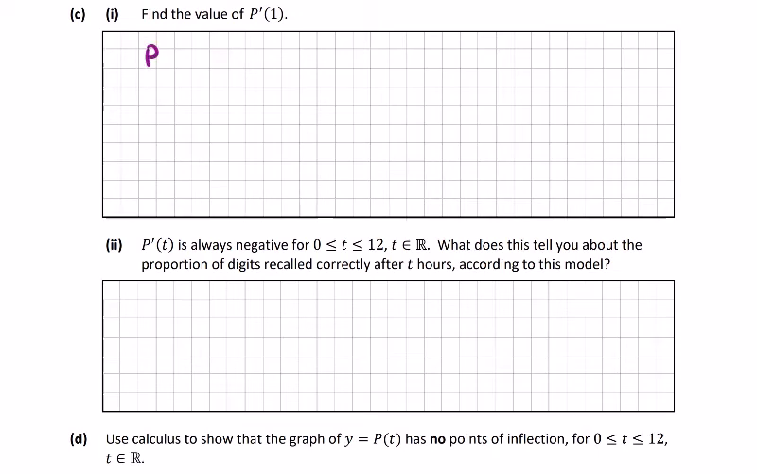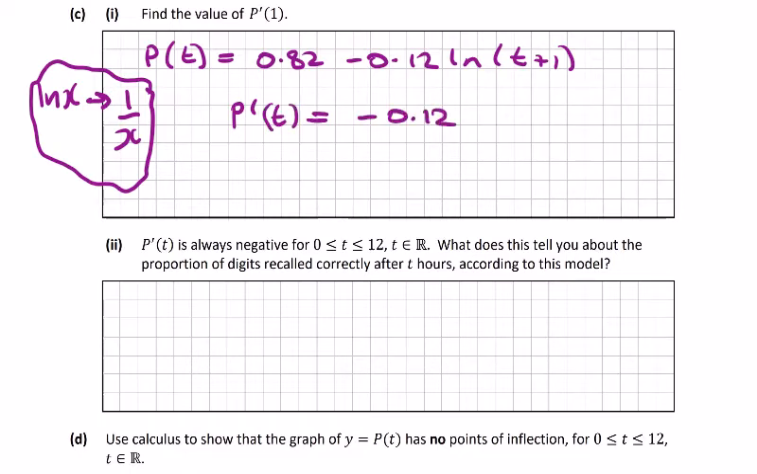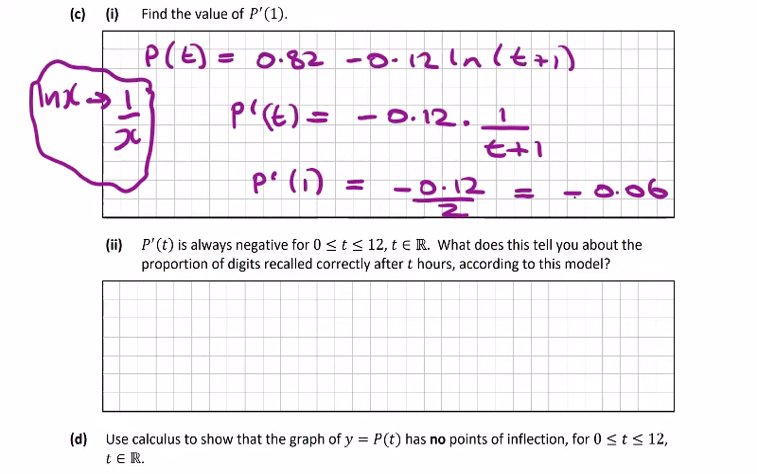Part C, we're asked to find P prime 1. Let's just write P prime T again. 0.82 minus 0.12 by the natural log of T plus 1. Have to differentiate the natural log of x goes to 1 over x. Maybe it's one of those you recall. So P prime T is going to be equal to minus 0.12 by 1 over T plus 1, which is equal to, we're looking for P prime 1. So we're going to get minus 0.12 over 2, which is equal to minus 0.06 for P prime 1.